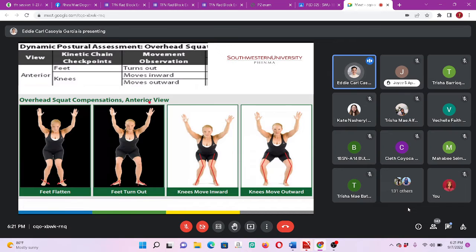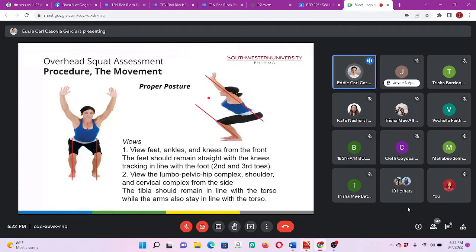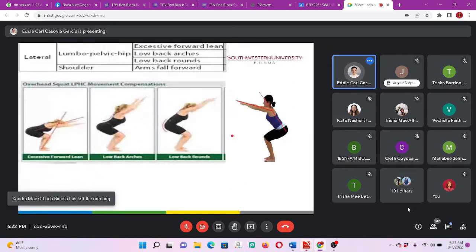And for the knees, they move inward. As you can see, inward while doing the overhead squat. Again, our target here is to perform the proper posture of the overhead squat. And this one is knees move inward and knees move outward while doing the overhead squat. So kindly again inform your assessor.